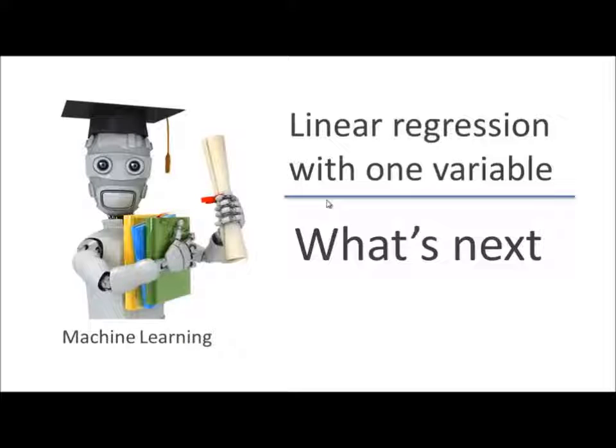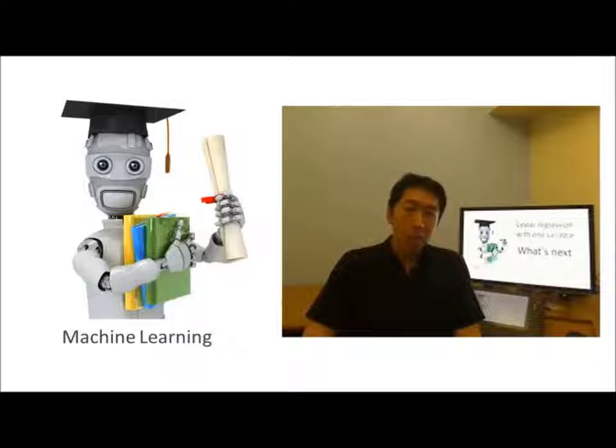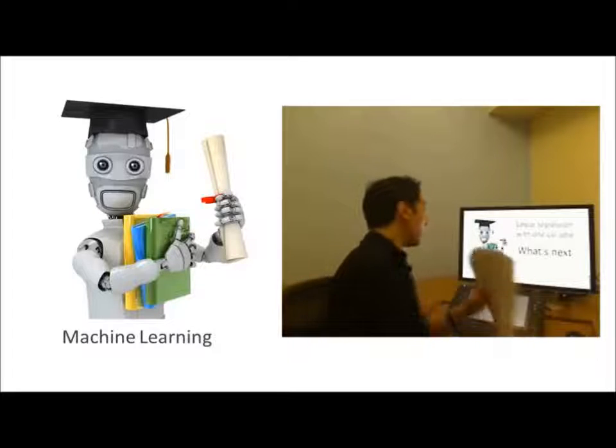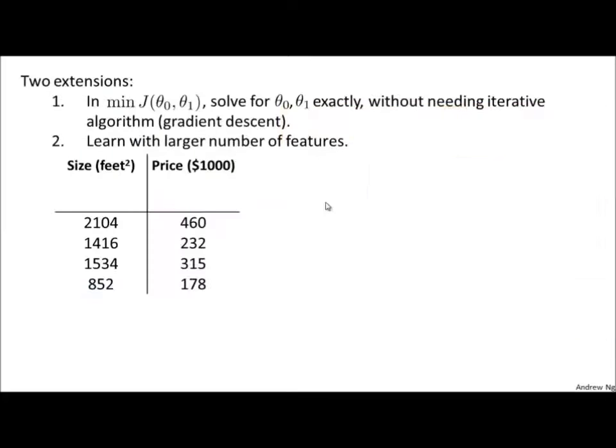You now know about linear regression and gradient descent. The plan from here on out is to tell you about a couple important extensions of these ideas. Concretely, here they are. First, it turns out that in order to solve this minimization problem, there's an algorithm for solving for theta 0 and theta 1 exactly, without needing an iterative algorithm like gradient descent that we had to iterate multiple times over.